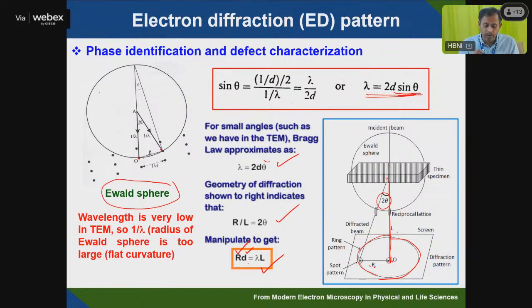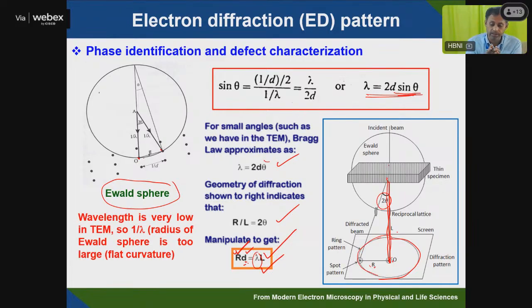Lambda is the wavelength, and L is the camera constant. You know the L, the camera constant, for each TEM; that distance, the camera length, you can measure. Then lambda is fixed at about 0.0025 nanometer in the case of a 200 keV electron microscope, and then R, the ring diameter, you can measure, and then you can easily calculate the d spacing.